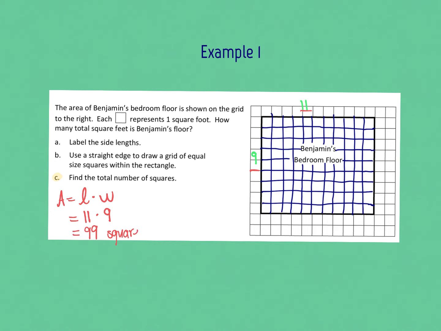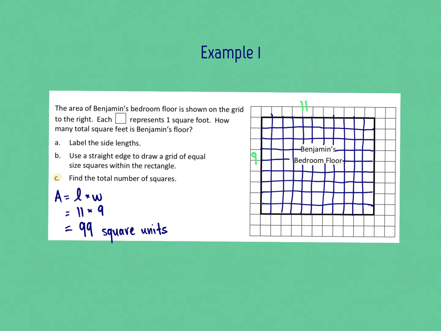99 square feet. Because there are 99 total squares, and we saw that each square represents 1 square foot. Now we have that there are squared units, which is incorrect. We have to put squared feet, and that is how you would write square feet. So 99 square feet.